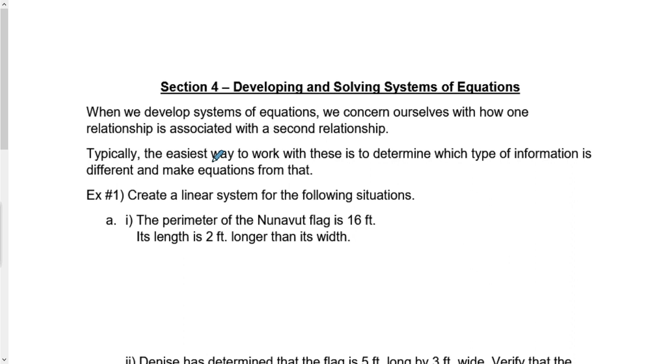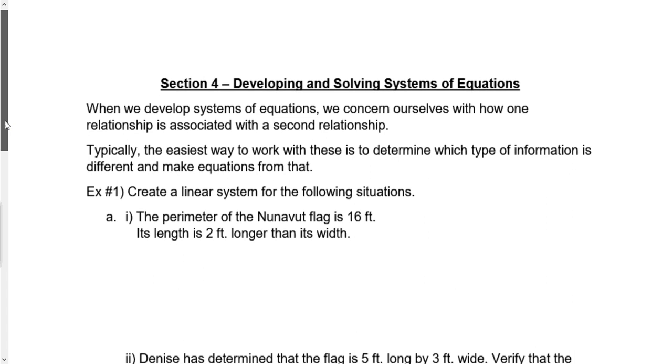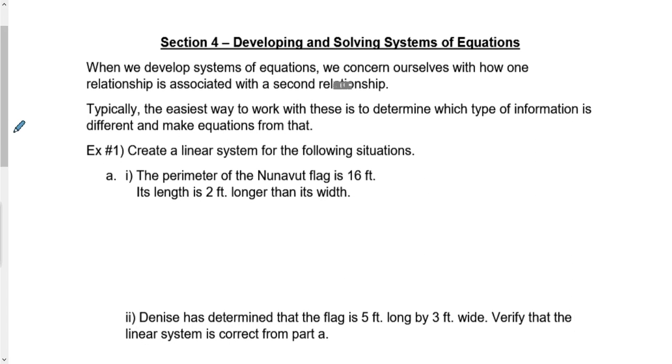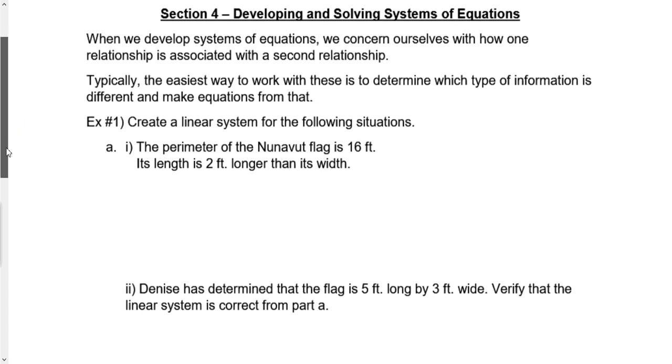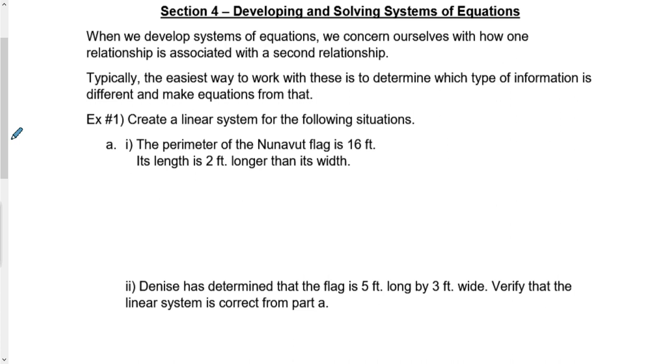Typically the easiest way to work with these is to determine which type of information is different and make equations from that. So we're going to create some equations and then we're going to verify some things in this first example. After that, we're going to actually start solving them. So our first thing is we're going to create a linear system. The perimeter of the Nunavut flag is 16 feet, but its length is 2 feet longer than its width.